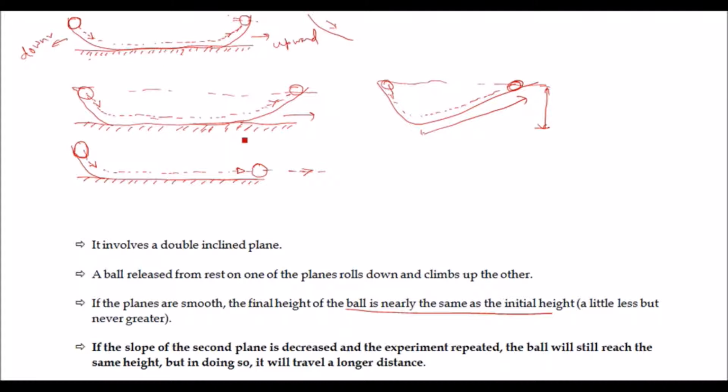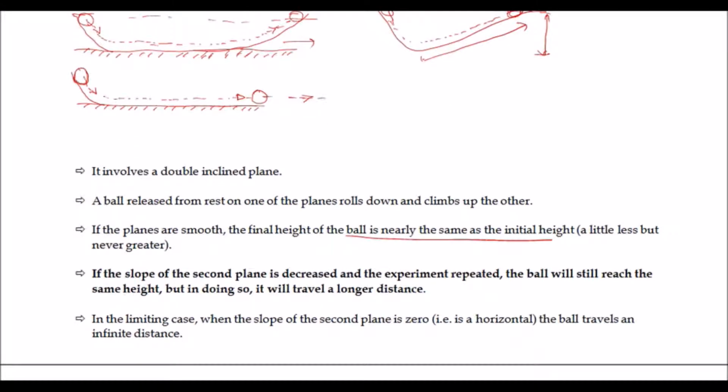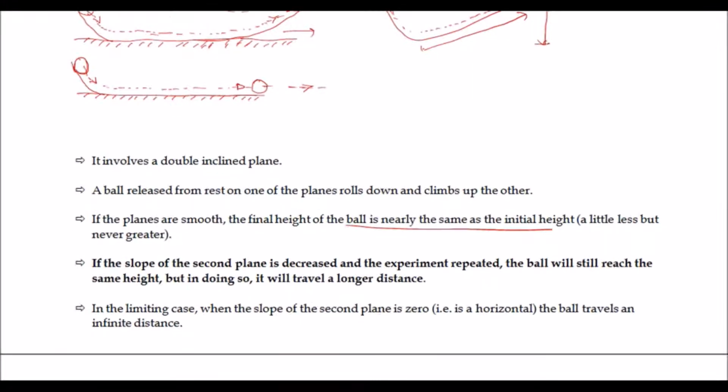And again, Galileo made the other inclination equal to 0. Then he observed that the ball will move with a uniform velocity if we make a frictionless surface. So these are the observations of Galileo: in the limiting case, when the slope of the second plane is 0, that is, it is horizontal, the ball travels an infinite distance.